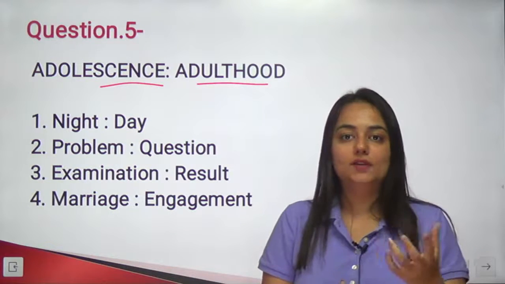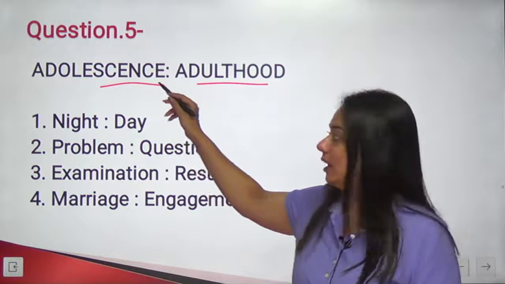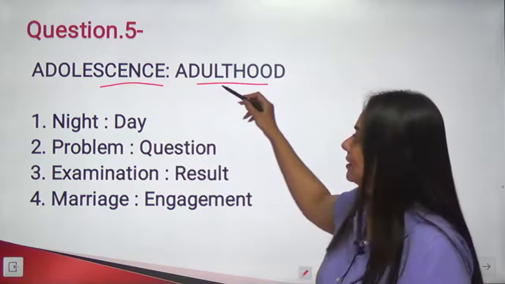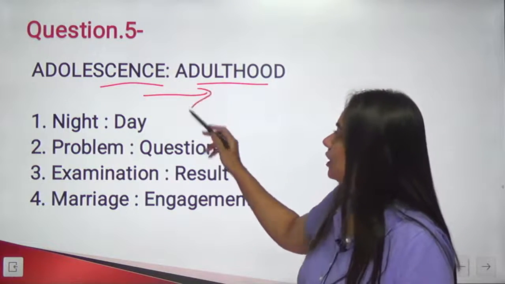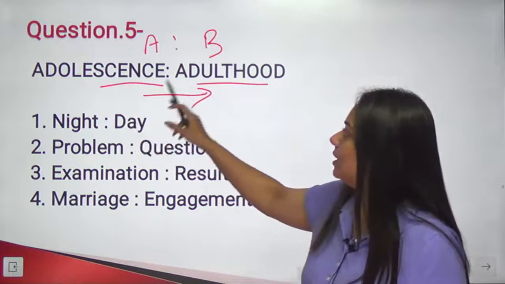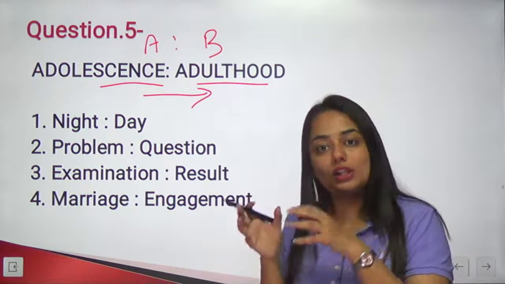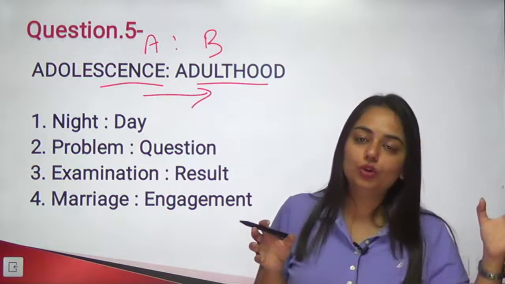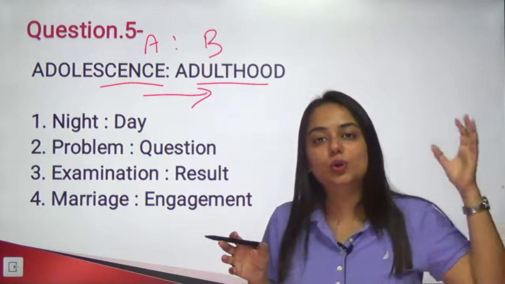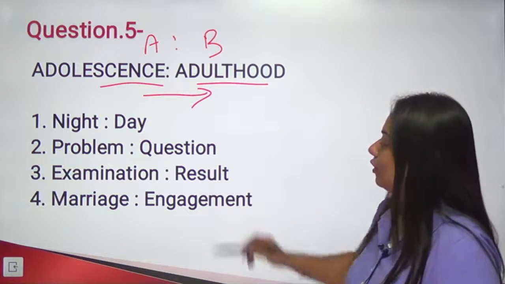So which stage of human development comes first? Our growth, our development, which thing comes first? First is adolescence, and then it is followed by adulthood. So the degree would be this. If I say A is to B, you can say A is followed by B. It's always adolescence first when you are in your teenage, and then you go on to enter into your adulthood once you are 18 and above.